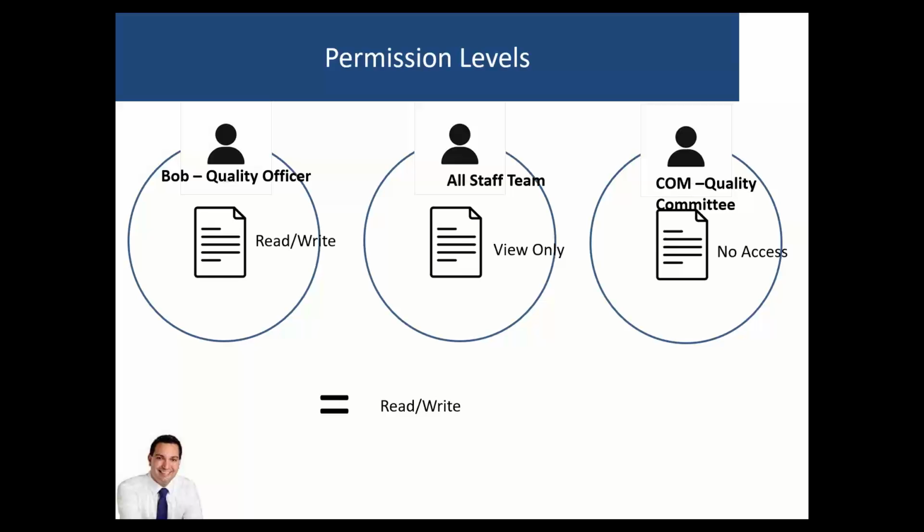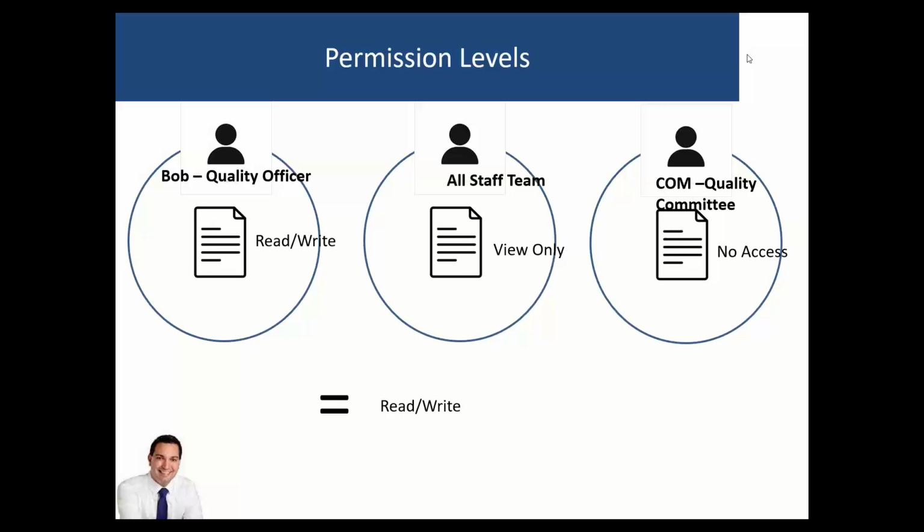Now, the other option that Bob may also be part of is the committee of management, and in this case, he might be part of the quality committee. Now, the quality committee, because it's the board, you may not want to give them access to certain documents. So from a permission level, jumping straight into how this whole thing works, you might have one person, in our example Bob, that has different permission levels based on where Bob actually sits within the different parts of your agency.